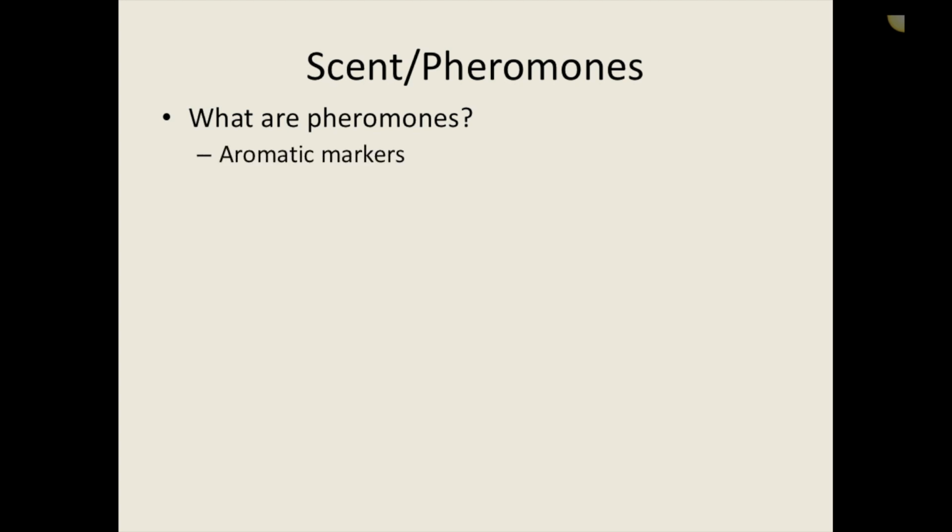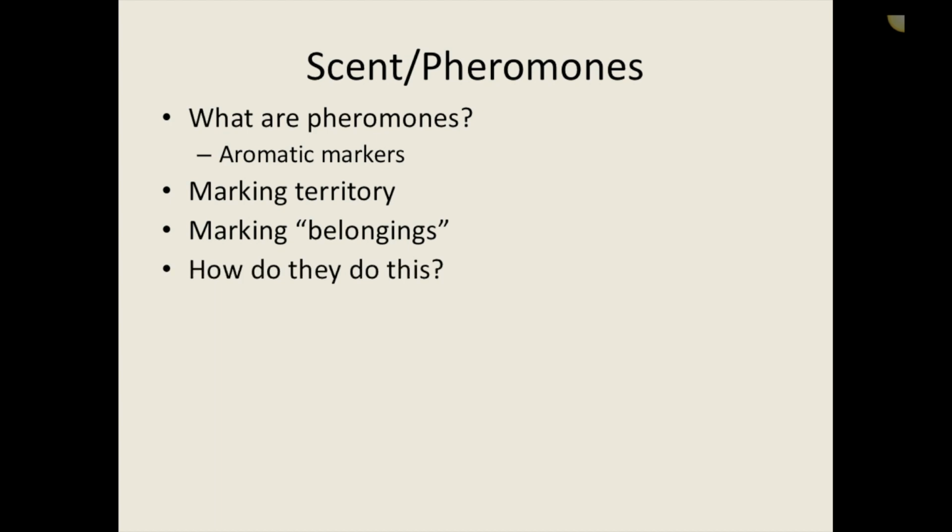What are pheromones? Cats and other animals, of course, use them as aromatic markers. So they use them to mark their territory. They're marking their things. They're marking their belongings. And I always remember Robin Williams did a really good skit about cats marking, and essentially marking you, saying, mine, mine, you're mine. So how on earth do they create these pheromones, and do they mark with their pheromones?